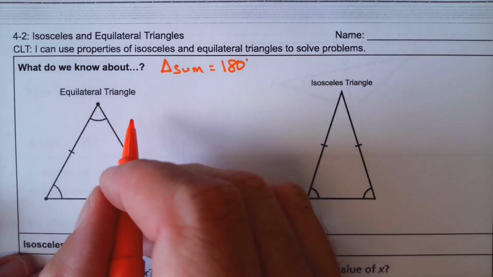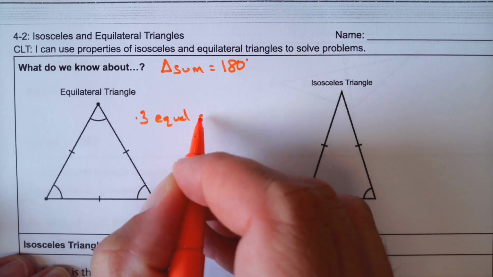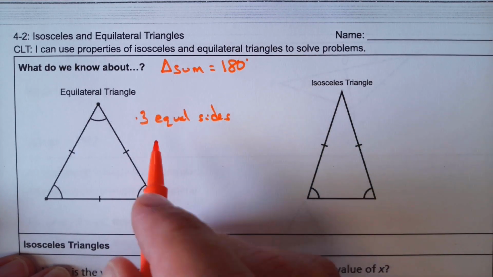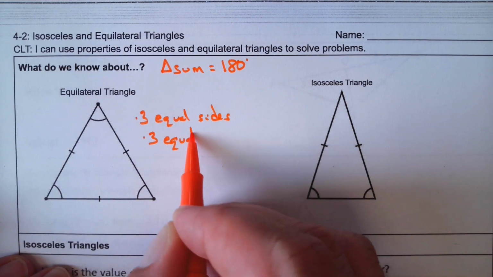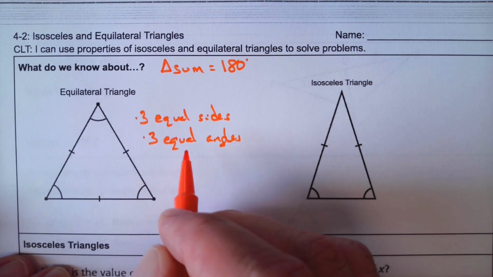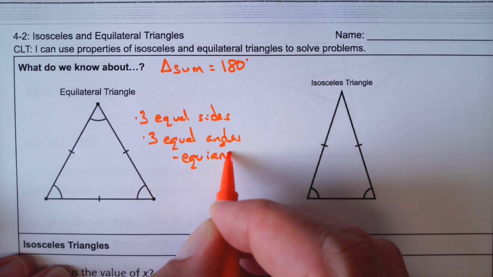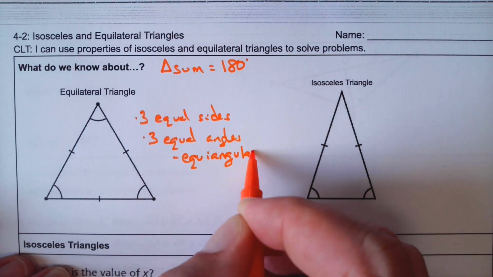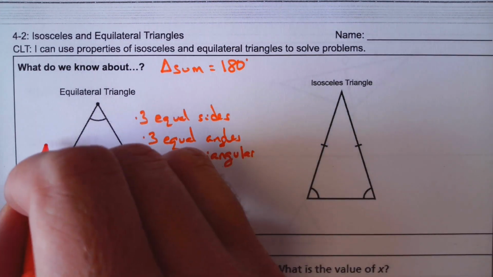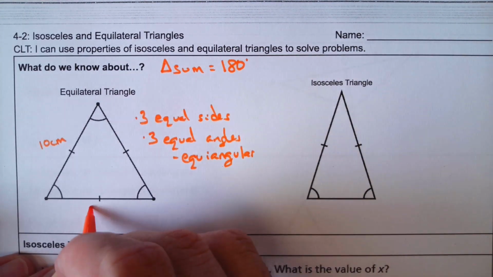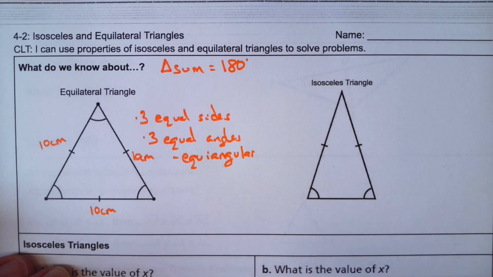Equilateral gets its name because you have 3 equal sides. And if you have 3 equal sides, then you have 3 equal angles. And the word for that is equiangular. So equal angles. If we have 3 equal sides, we just make up a number. If we say that this is 10 centimeters, and this is 10 centimeters, and this is 10 centimeters, I'm just making up the distance.